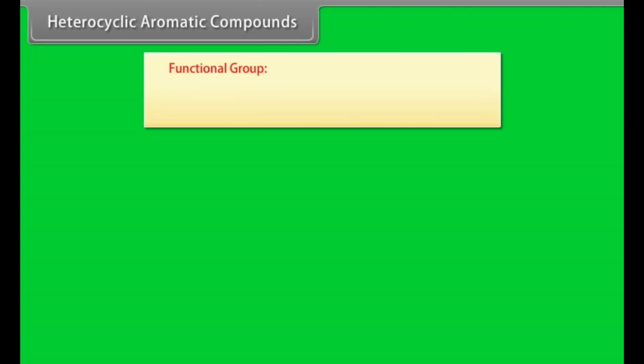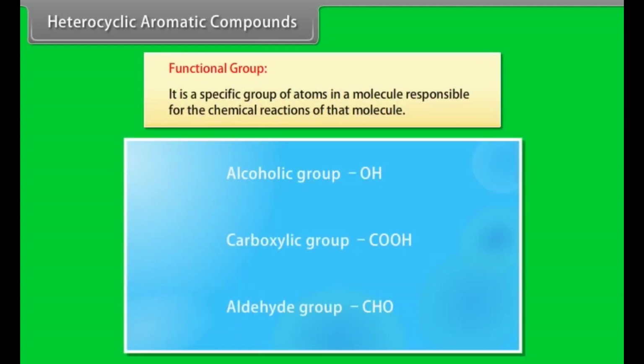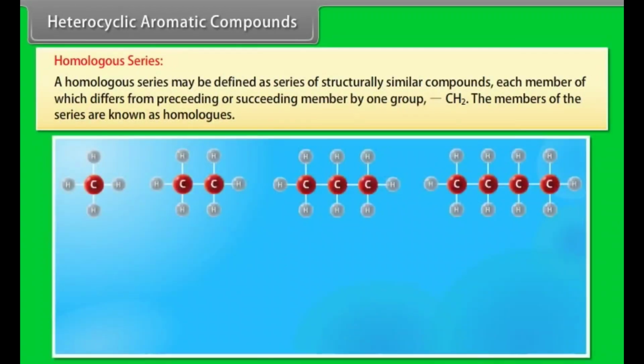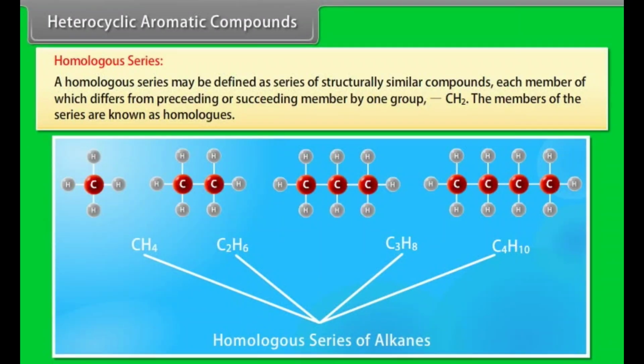Functional group. It is a specific group of atoms in a molecule responsible for the chemical reactions of that molecule. Homologous series. A homologous series may be defined as a series of structurally similar compounds, each member of which differs from the preceding or succeeding member by one group, CH2. The members of the series are known as homologs.